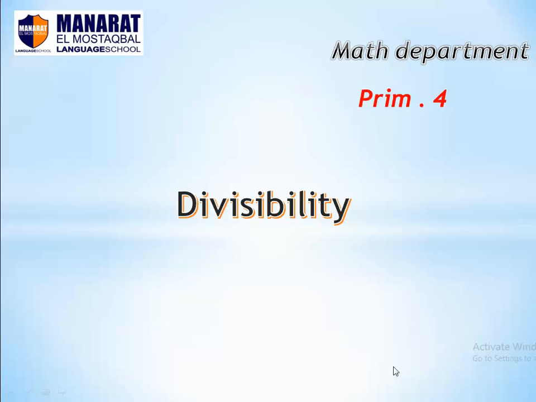Hi my dear students, today we are going to talk about divisibility. Okay, let's see. If we say that 6 divided by 2, we know that 3 times 2 equals 6, so 6 divided by 2 equals 3 and the remainder equals 0, or we don't have a remainder.